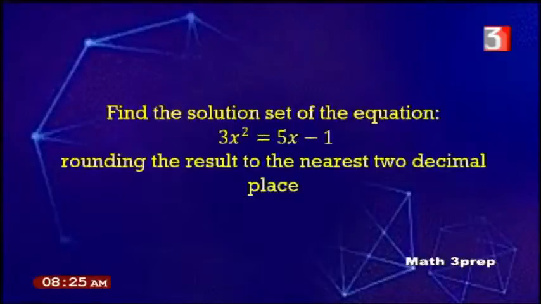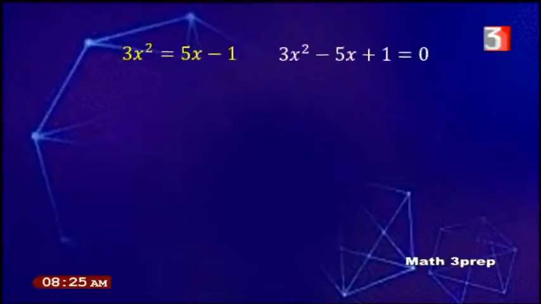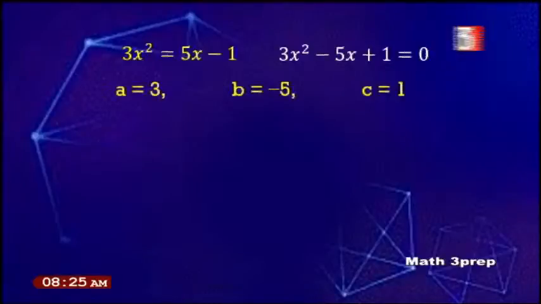Now, let us see. The equation 3x squared equals 5x minus 1. You are going to put it only on one side. How? You are going to write it as 3x to the power of 2 minus 5x plus 1 equals 0. At the very beginning, we must put all the equation on one side, equals 0 on the other side. What about the values of a, b, and c? Of course, a equals 3, b equals negative 5, and c equals 1.